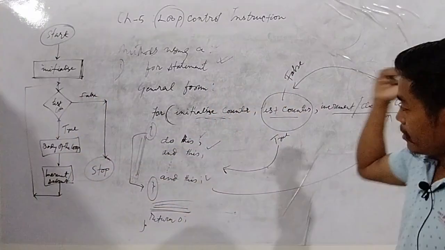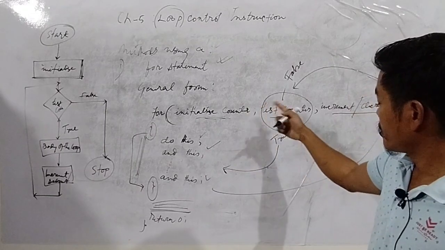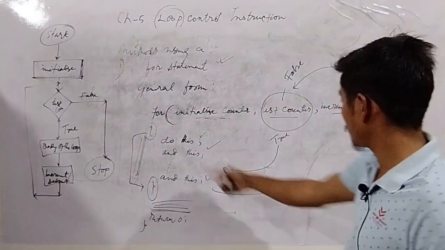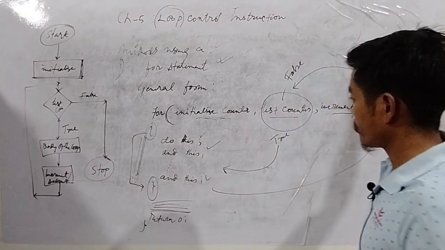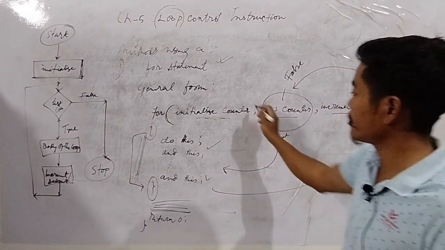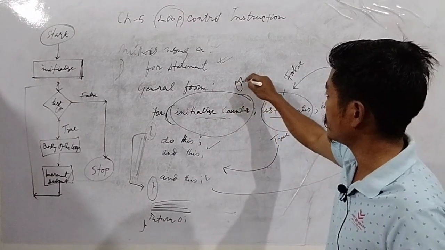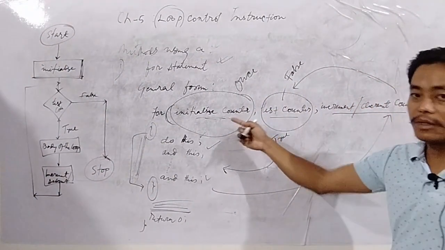Once the counter is initialized, test the counter, then the body, then increment or decrement, then again check it, go to the body again. So this initialization comes only once.